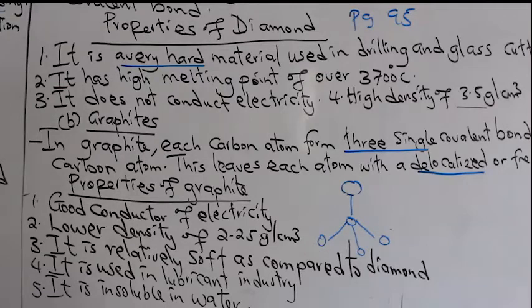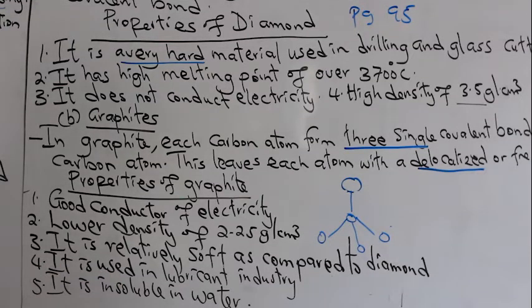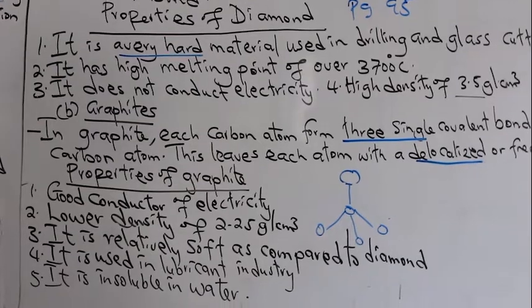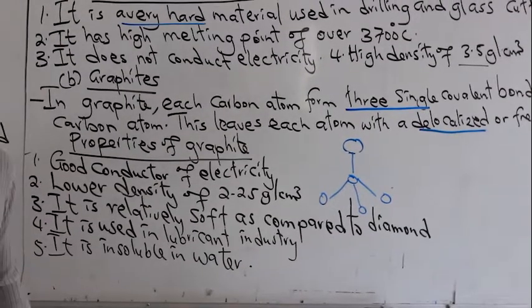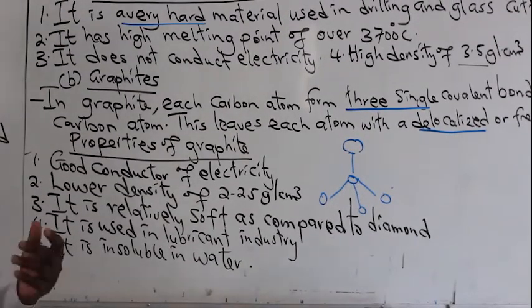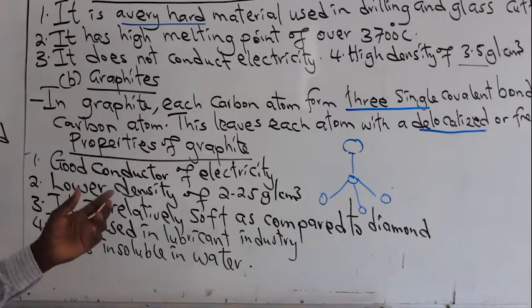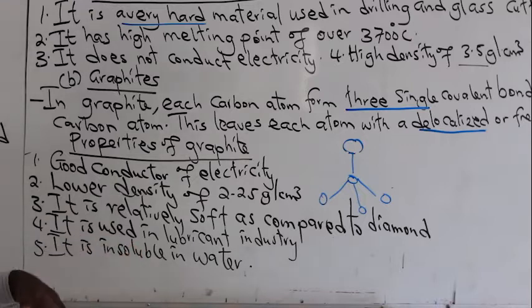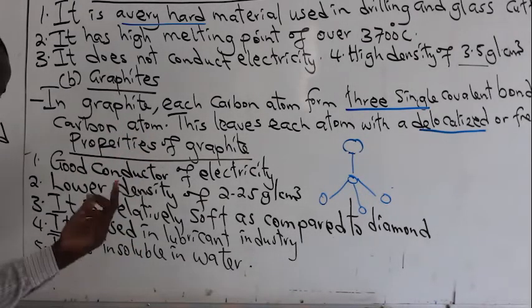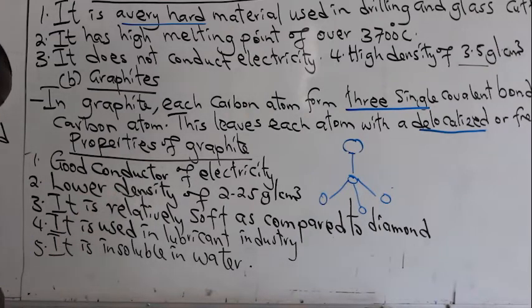Then graphite is used in the lubricant industry, or it can be used to make some substances. For example, we have the pencil that we normally use for drawing and writing. That can be made from graphite simply because it is a soft material, and also it has a lower density. Finally, we say that it is insoluble in water. Solubility.